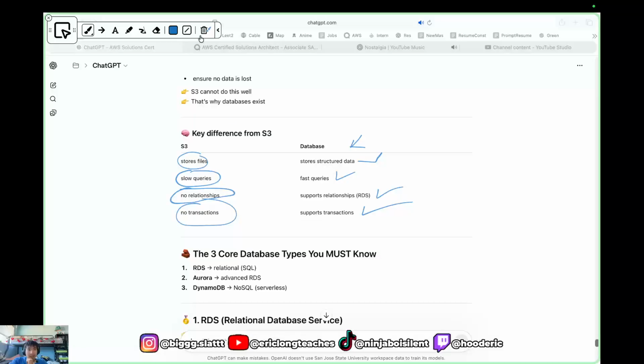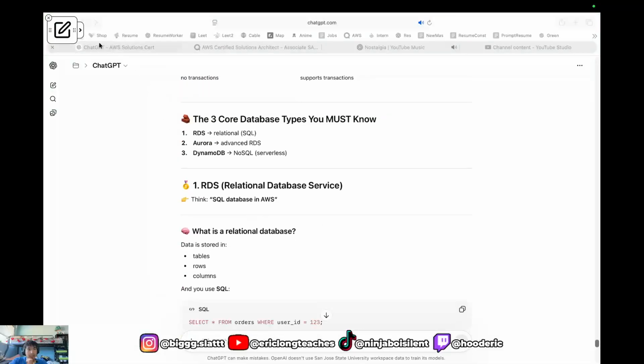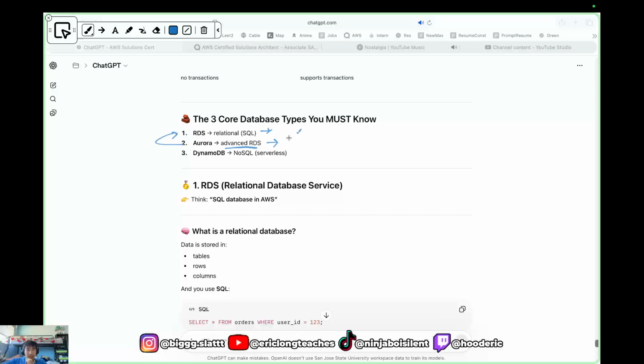So now we have to figure out the three core types of databases which we should know. The first one is RDS, which is relational database service, relational SQL. Another one would be Aurora, which is advanced RDS. Basically just RDS, except more advanced. And DynamoDB is serverless. Let's go through each one of them now more in depth.